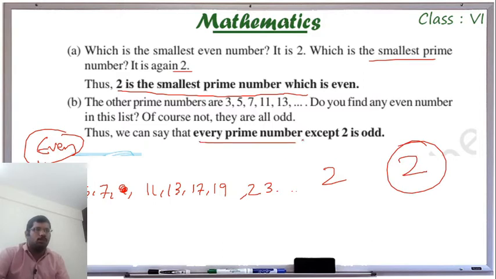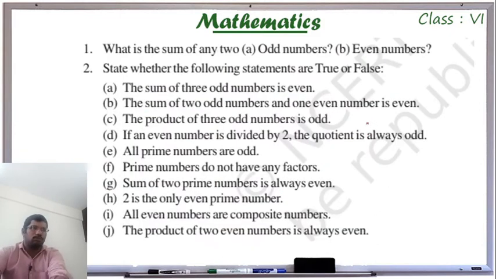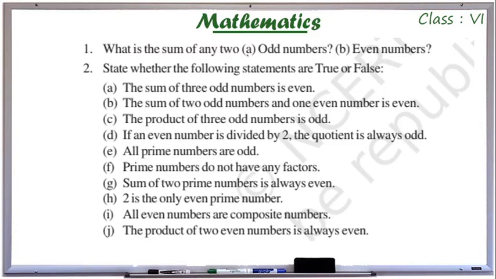2 is the only even prime. So, every prime number except 2 is an odd number. So, this is how to note it down. And coming to exercise 3.2, what is the sum of any two odd numbers?